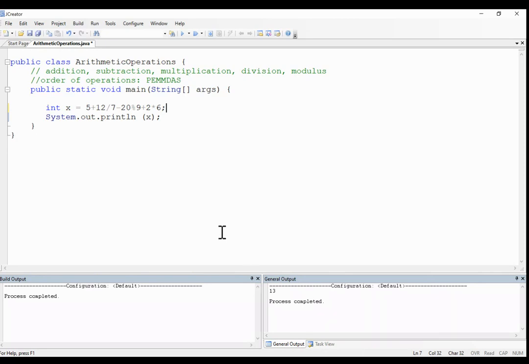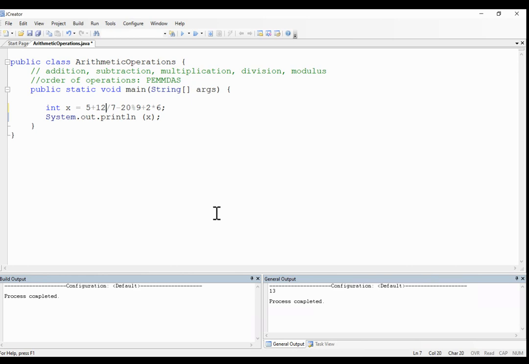So here you start according to PEMDAS. You start with the parentheses, we don't have parentheses, then exponents, and then multiplication, modulus, and division first. So here we have a division first, 12 there, so we're not going to start with 5 plus 12. Now, the question is, let's say for some reason I want to start with addition first. How can I do that?